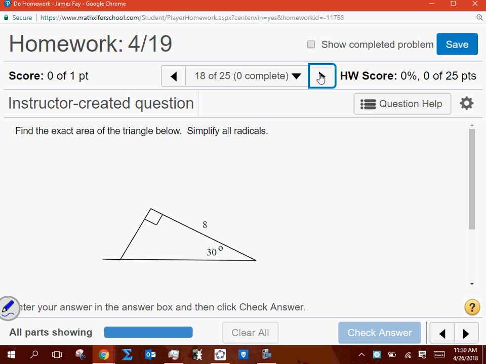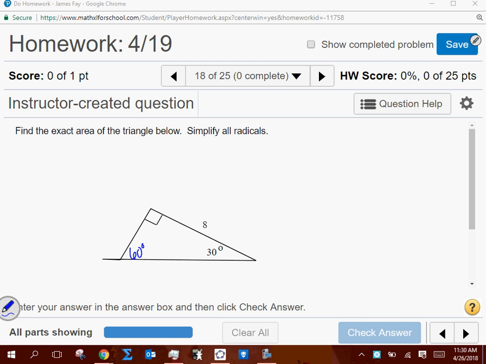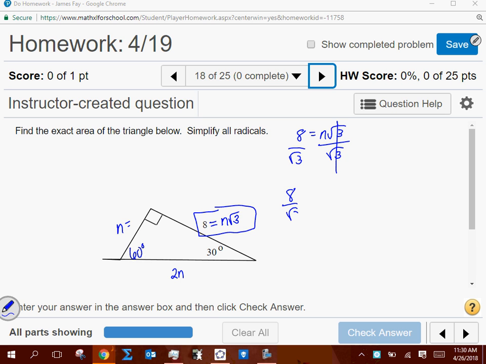Now 17. What kind of triangle is that? It's a 30, 60, 90. It's a right triangle. Good. So here's my 60 degrees. And across from 60 is always your what side in a 30, 60, 90? It's your n radical 3 side. This would be n, and my hypotenuse would be 2n, correct? If I want to solve for n because I need this other side, I would take 8 equals n radical 3 and divide both sides by radical 3. That cancels, giving me 8 over radical 3 is equal to n.